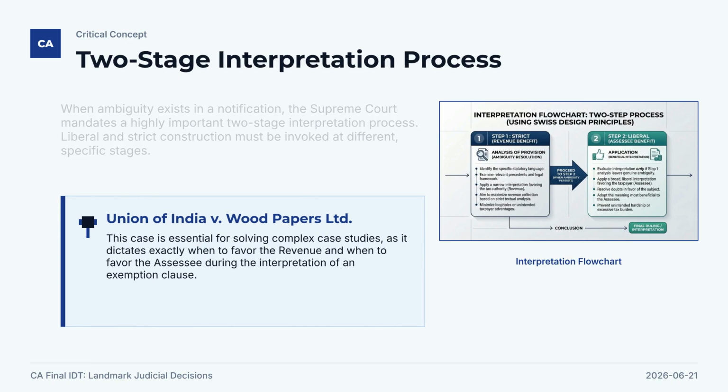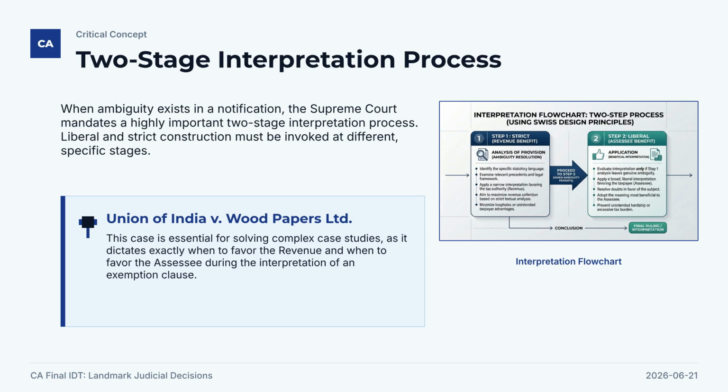The Supreme Court developed a two-stage interpretation process for exemption notifications. Many students remember strict and liberal interpretations separately, but fail to understand when each applies. The court clarified that both approaches are correct, but they apply at different stages. First, determine whether the assessee falls within the exemption notification. Then, once eligibility is established, determine how the notification should be applied. Understanding this distinction can significantly improve your performance in exemption-related case studies and descriptive questions.